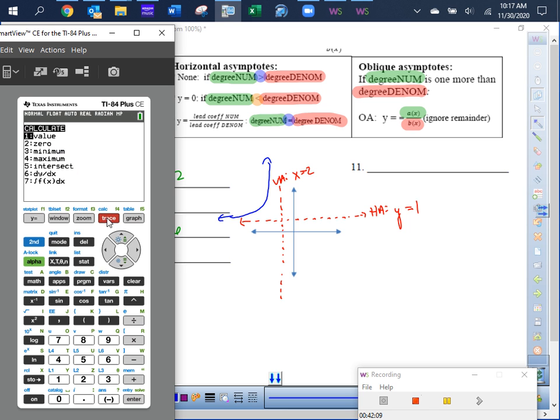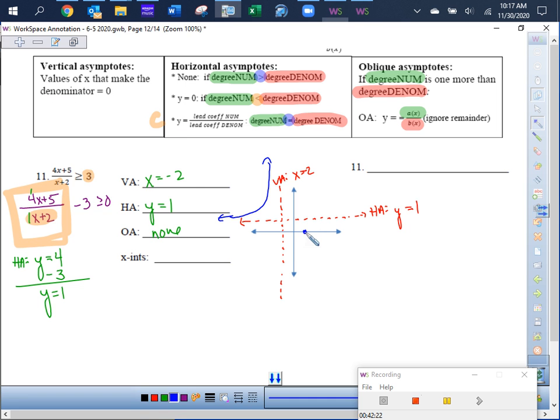Second, calculate. Choice 5. First curve, second curve, guess. Boom. Isn't that happening at 1, 0? So we'll put 1 on our graph. And we'll graph our branch like so.